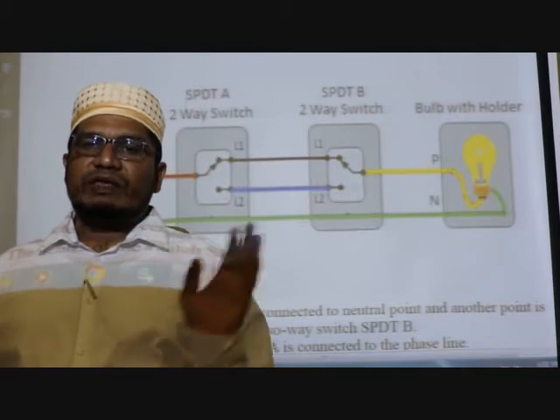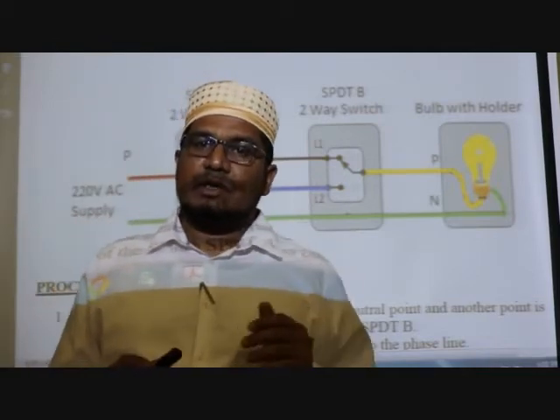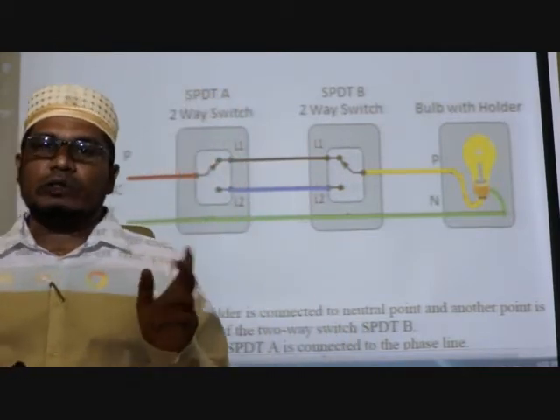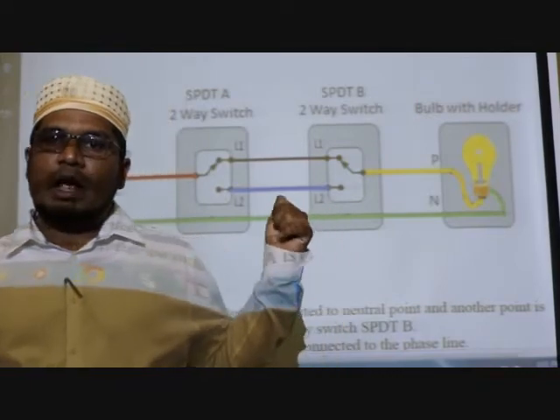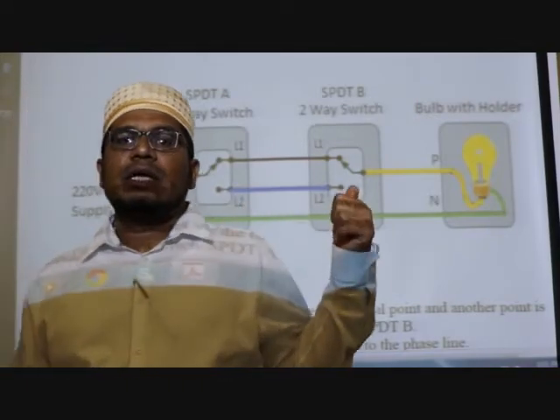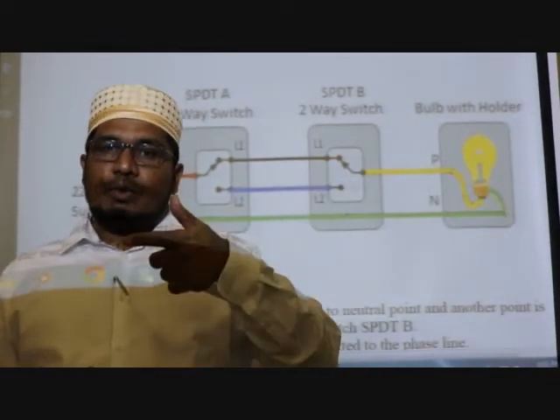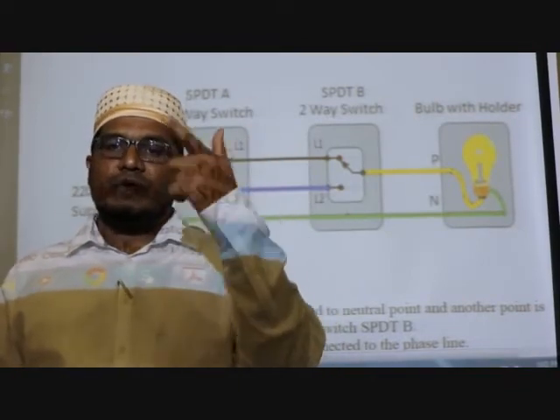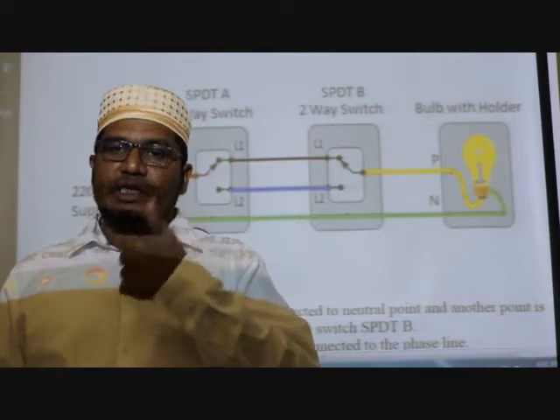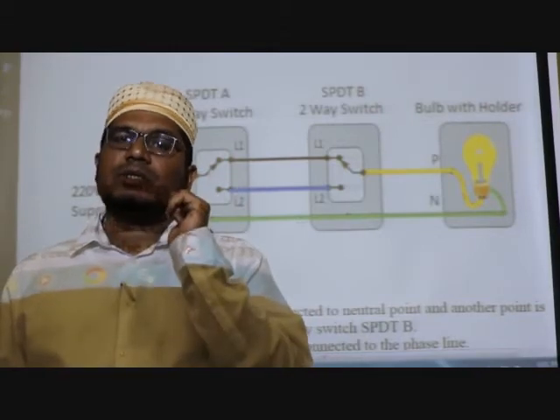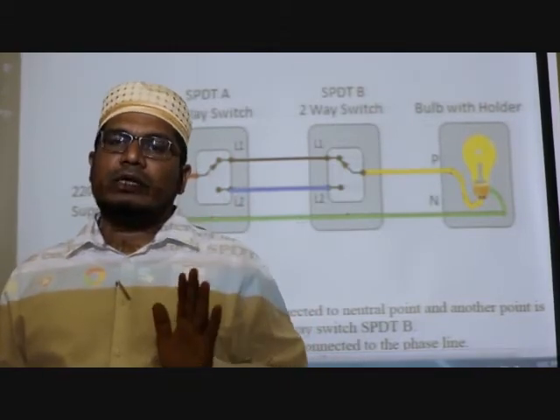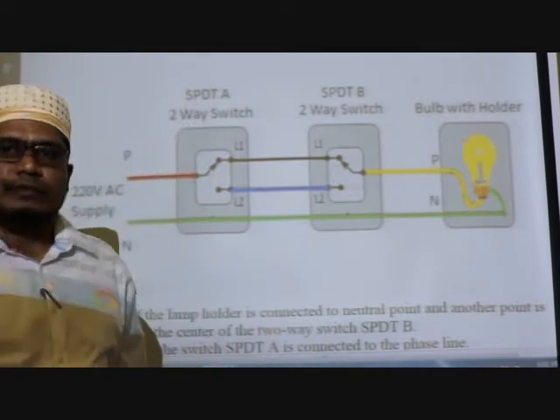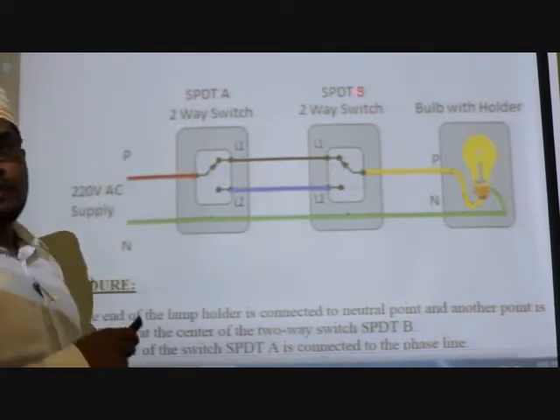So which type of logic gate do we generally use? XNOR. The XNOR logic gate has the same results. That is, for 1 1, the output is 1. For 0 0, the output is 1. For 0 1, the output is 0. For 1 0, the output is 0. So these are the four results of two-way wiring.